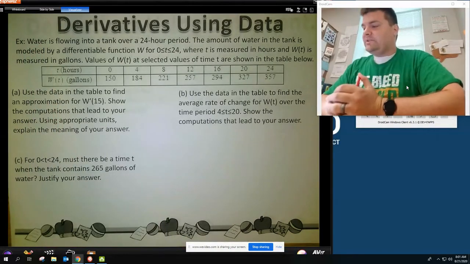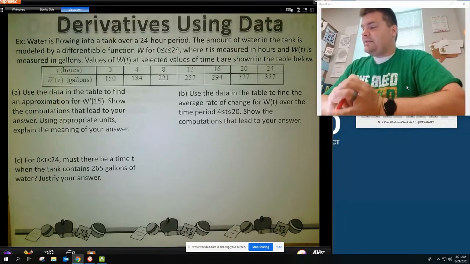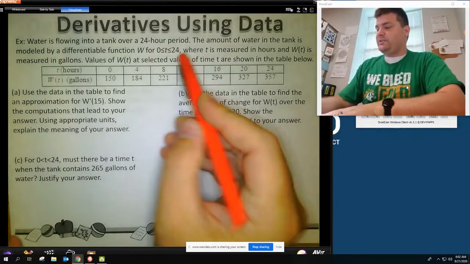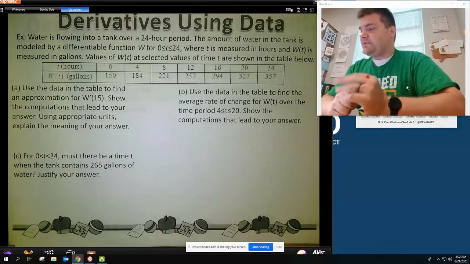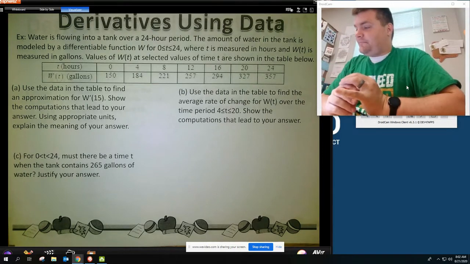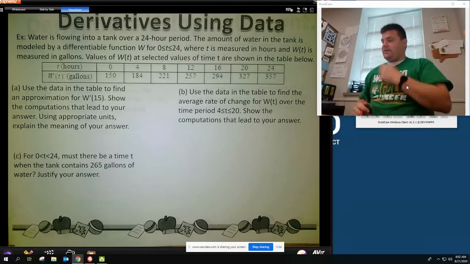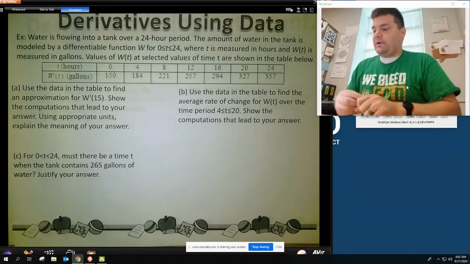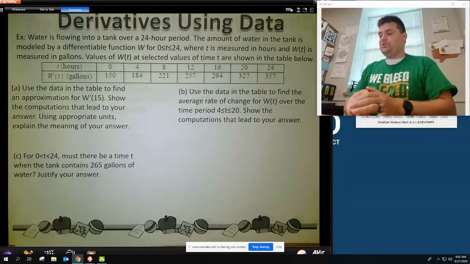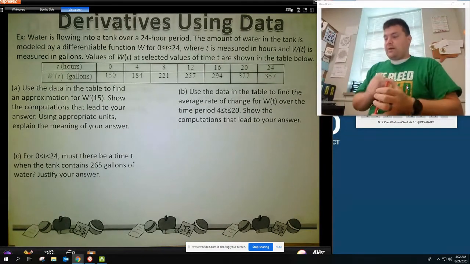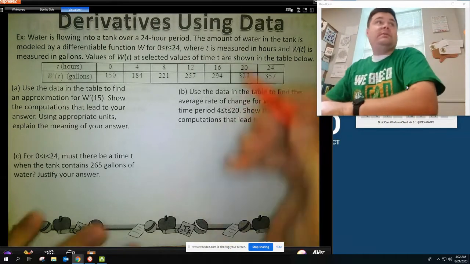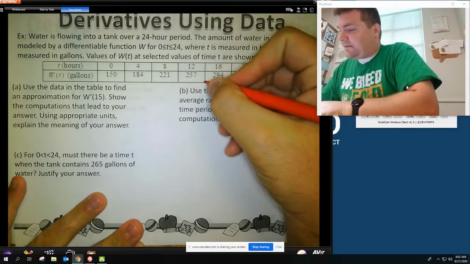We have water flowing into a tank over a 24-hour period. The amount of water in the tank is modeled by a differentiable function, W, for t between 0 and 24, where t is measured in hours and W(t) is measured in gallons. Values of W at selected values of time t are shown in the table below. Okay, so part A, we're going to use the data in the table to approximate W prime of 15, and we're going to show our computations, use appropriate units, and explain what this means.